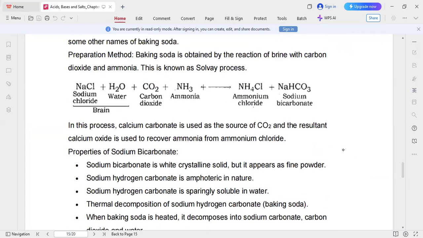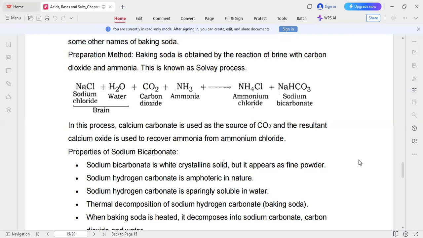Now you can see what are the properties of baking soda. In this process, calcium carbonate is used as a source of CO2, and the resultant calcium oxide is used to recover the ammonia from ammonium chloride. At this point, you should note, children. Now, let's talk about the properties of baking soda.